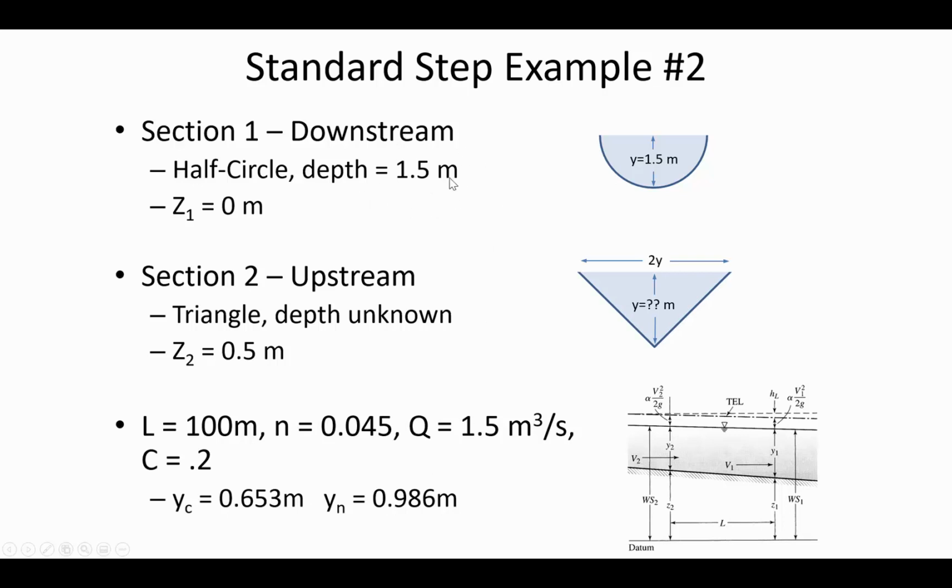So let me ask you this. What kind of a profile do we have? How would you classify the water surface profile? Is it mild? Is it steep? Is it adverse? Is it horizontal? Is it critical? Remember A, C, S, M. What else is there? I think that's all. So how about this? Do we have a mild slope or a steep slope?